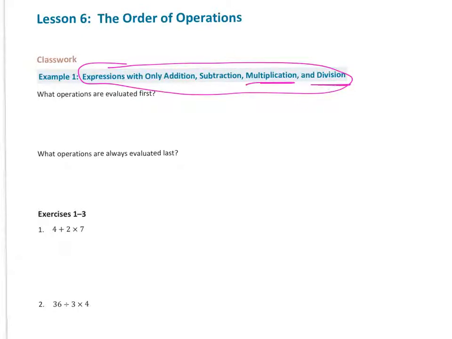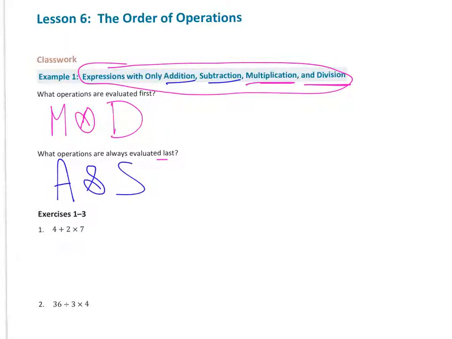Multiplication or division. So I'm going to call that M, and, that's an and sign, D. Multiplication and division always go first if you only have those four. So then which ones are last? Well, that's going to be your addition or your subtraction. We'll call that the A and the S. Addition and subtraction.